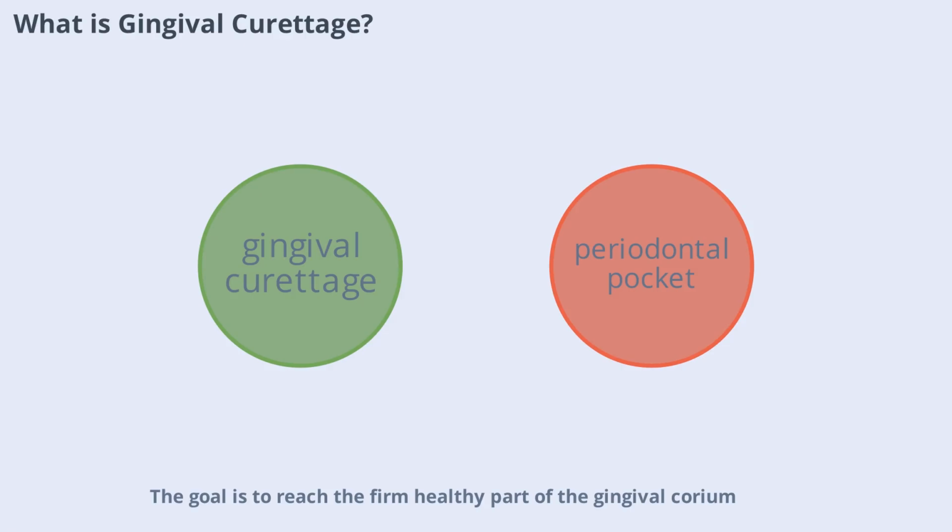The goal is to reach the firm, healthy part of the gingival corium. By targeting these diseased tissues, gingival curettage helps restore gum health and supports the healing process. This foundational understanding sets the stage for exploring why and how this procedure is performed in modern dental care.